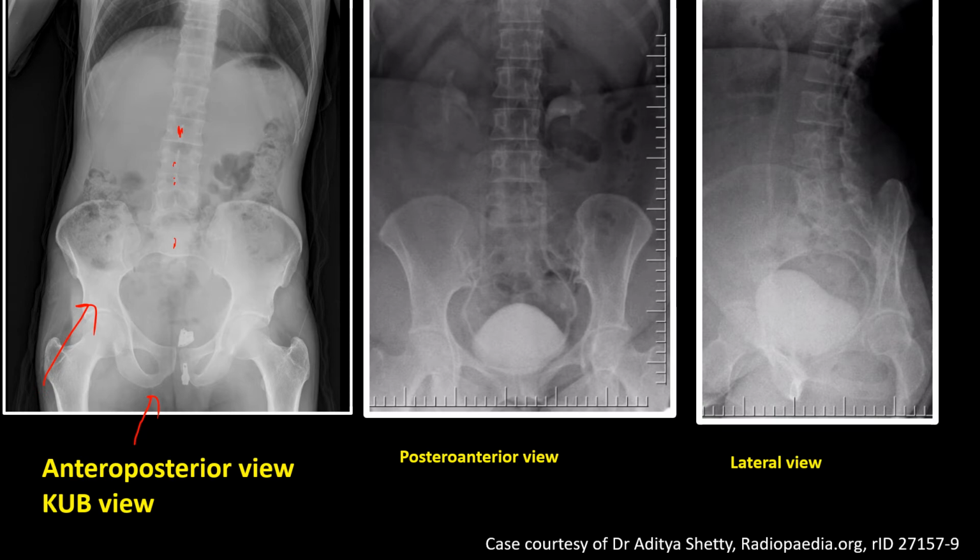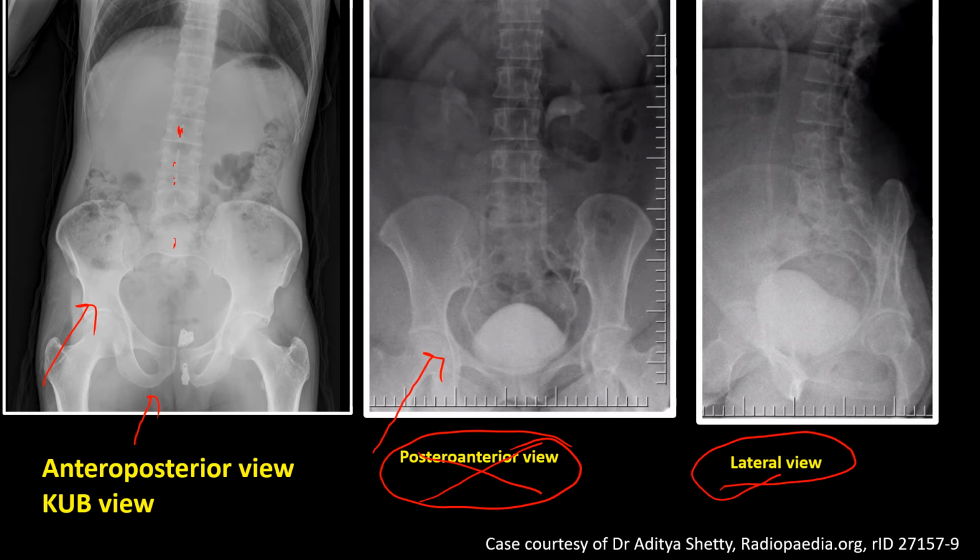As I mentioned previously, the antero-posterior view is the standard view for abdominal X-ray. If anterior structures are well visible, then it is known as the postero-anterior view, like in this image. The postero-anterior view is rarely taken and is almost obsolete now. Sometimes we take a lateral view also to identify the position of a pathological structure or foreign body.